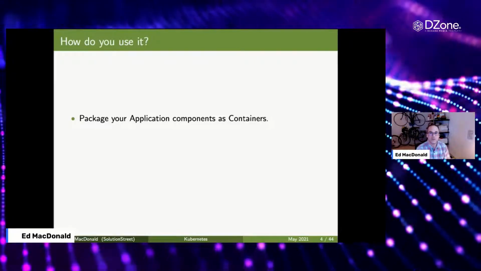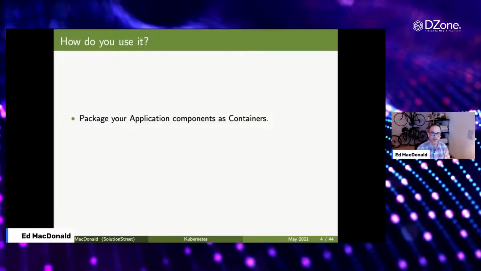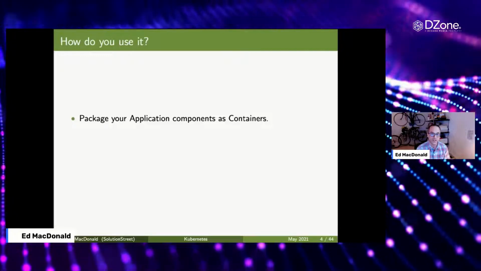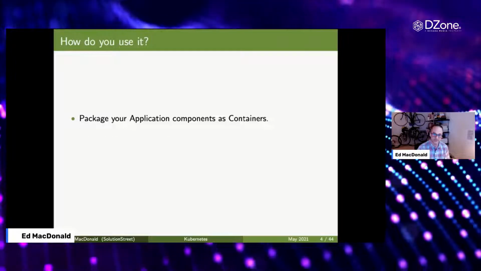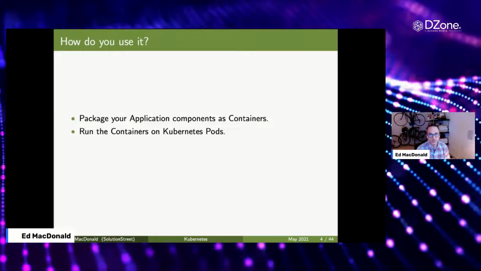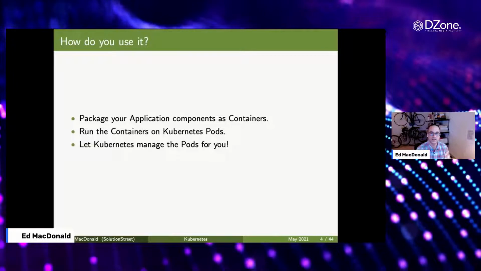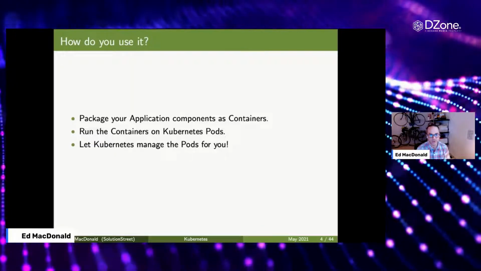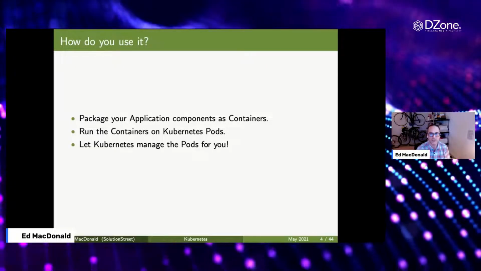Okay, so how do you use it? One of the most important parts is you have to package your application as containers. That's a big step for people who aren't used to using containers. You have to build it into your pipeline. However you build your application, you now have to containerize it. And then you run these containers on what are called Kubernetes pods. We'll go into more detail about that later. And then you let Kubernetes manage the pods for you. So again, the big step is containerizing your application. Then you create some Kubernetes configuration and tell it how to manage these pods, which are running your containers.